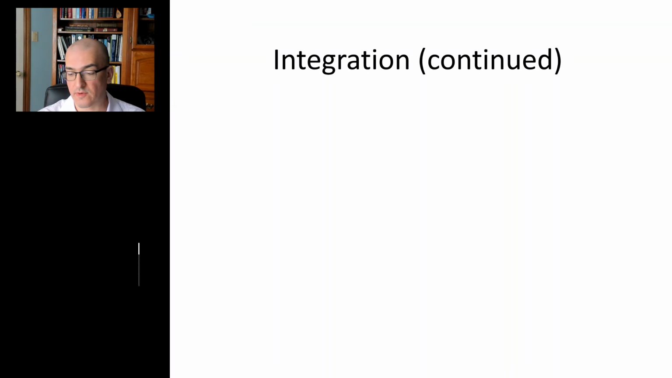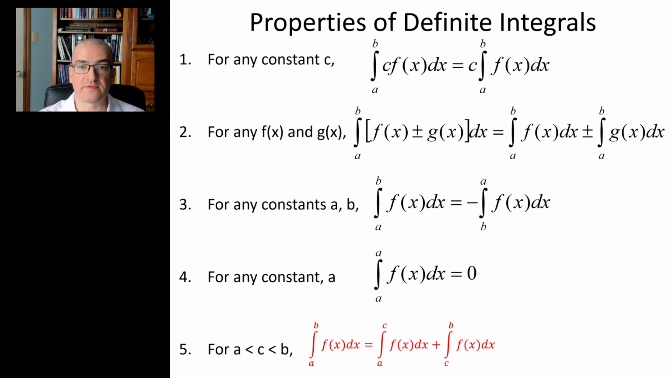All right, welcome back. We're going to continue to explore properties of integration, especially this last property that's listed on this page: that an integral from a to b can be split up into two integrals, or three integrals, or four integrals, by taking a pit stop in the middle of the bounds of integration.